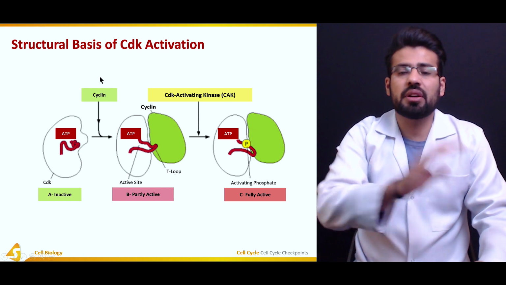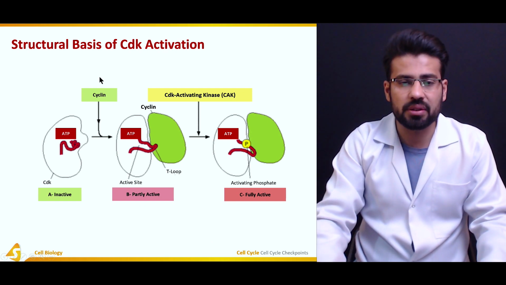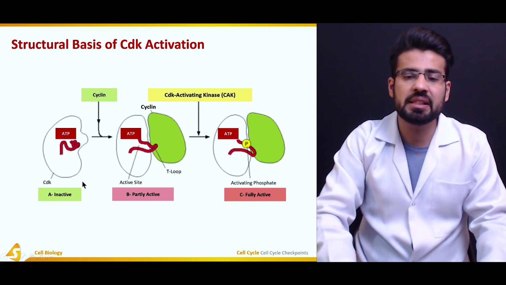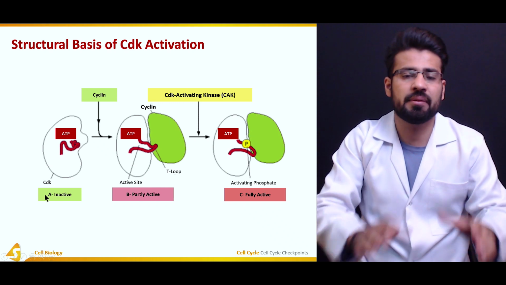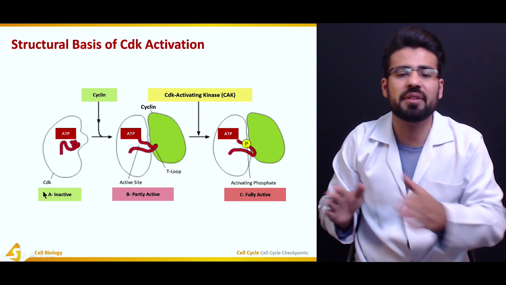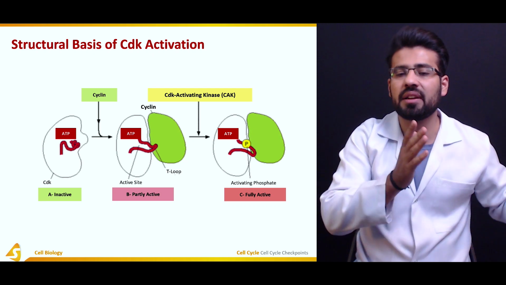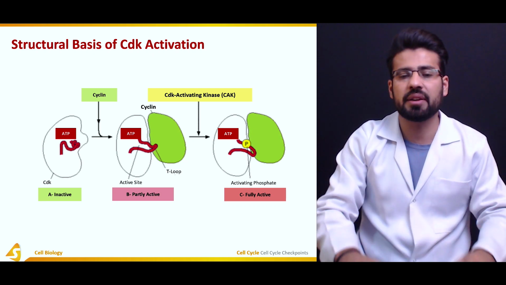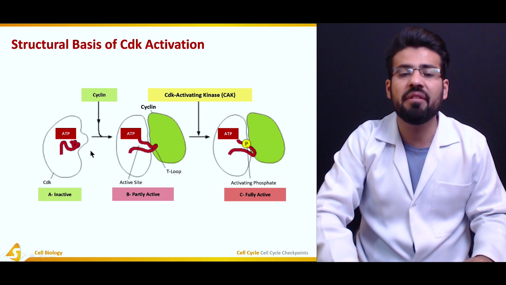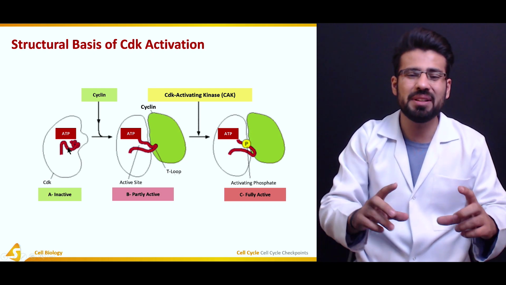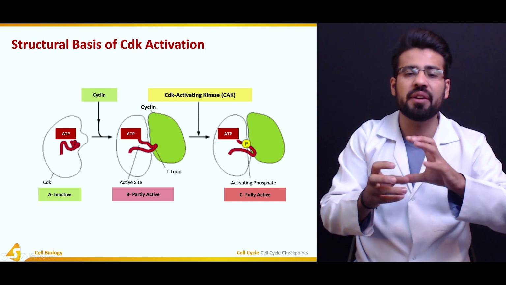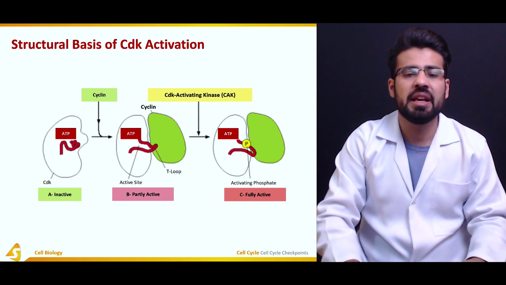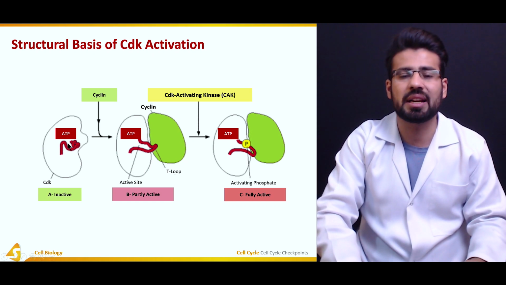Talking about the structural basis of CDK activation, this particular diagram has been divided into 3 different sections. We are talking about the inactive form of the CDK, the partially active form, and then the fully active form. What we have over here is a T loop which has blocked the binding site to which the cyclin can bind. In this particular case, we are talking about the cyclin CDK.